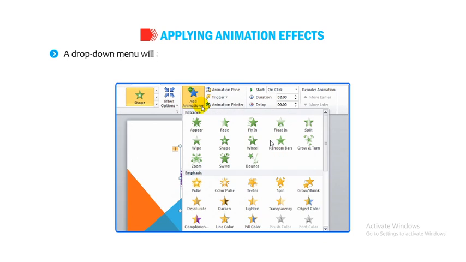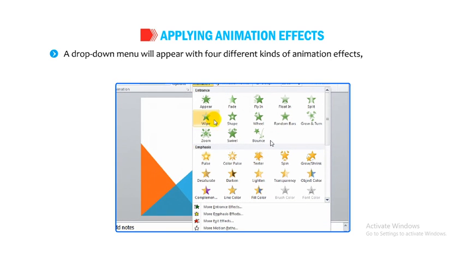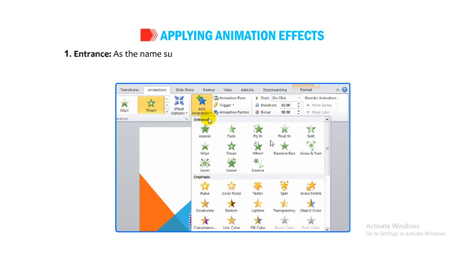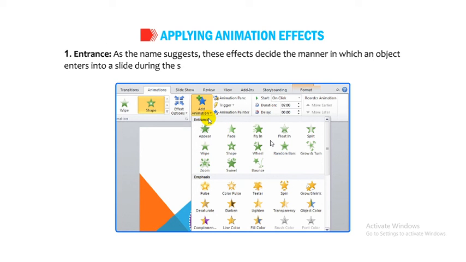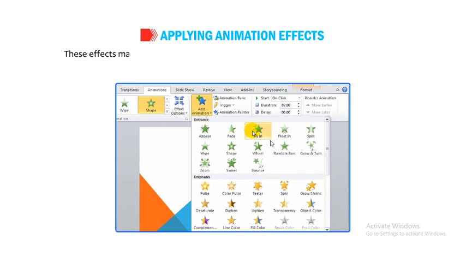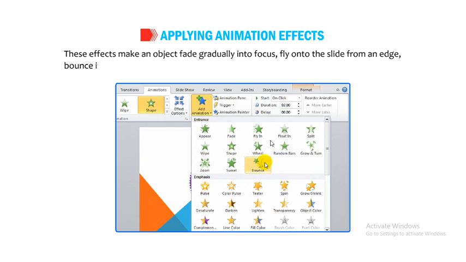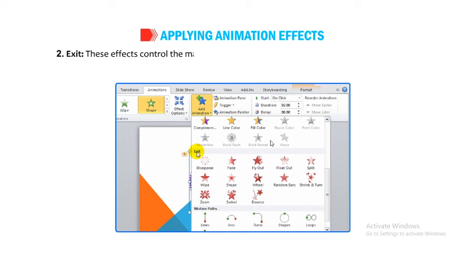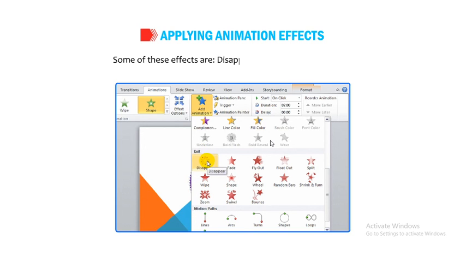A drop-down menu will appear with 4 different kinds of animation effects, which are as follows. Entrance. As the name suggests, these effects decide the manner in which an object enters into a slide during the slideshow. These effects make an object fade gradually into focus, fly onto the slide from an edge, bounce into view, and so on. Exit. These effects control the manner in which the object exits from the slide during the slideshow. Some of these effects are disappear, fade, fly out, fly in, etc.